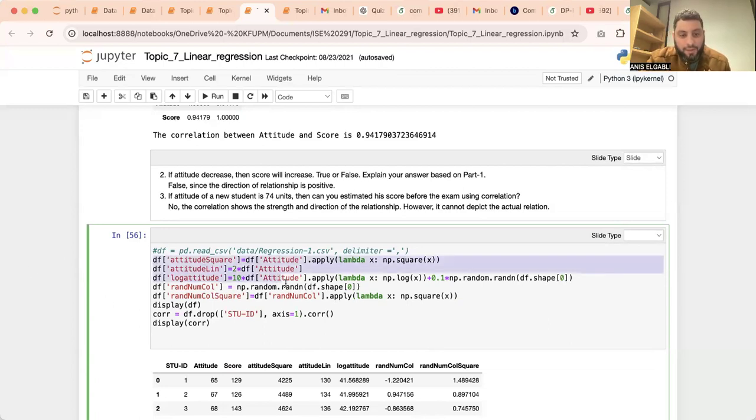So I created these variables here. The first variable is a new column. The value here is just the square of the original attitude attribute. That's just the square. Here it's a linear relationship, so a new column that is nothing but 2 times the value of attitude. There is no intercept here, no addition, just multiplication. So the intercept value is equal to 0. So this is a perfect linear relationship.